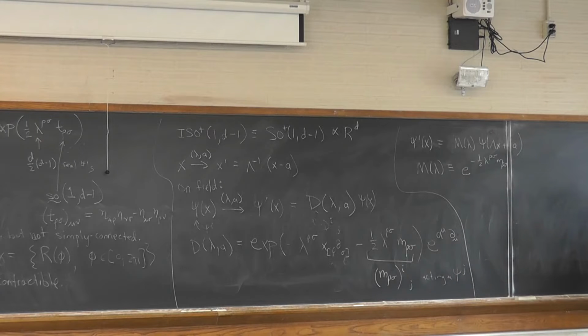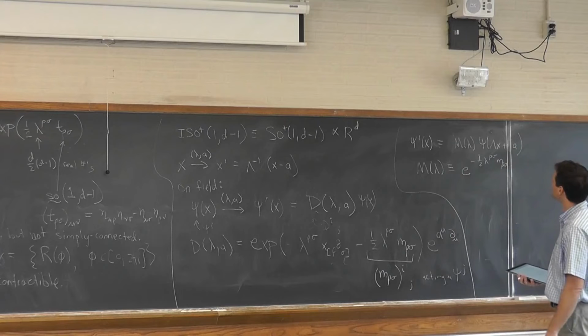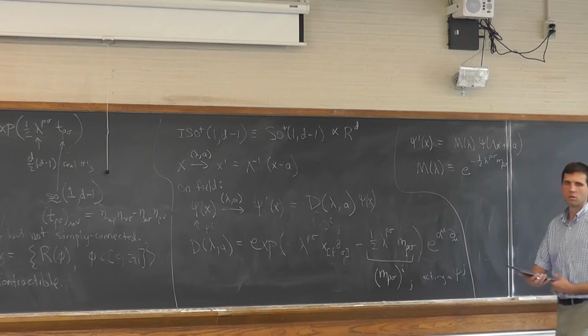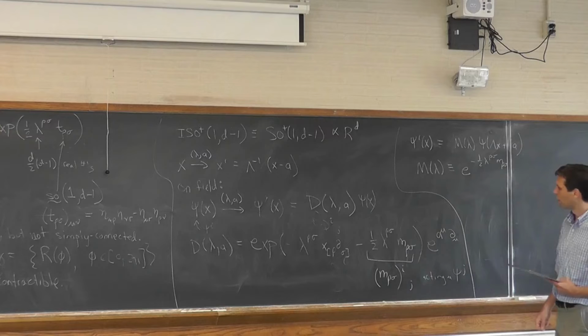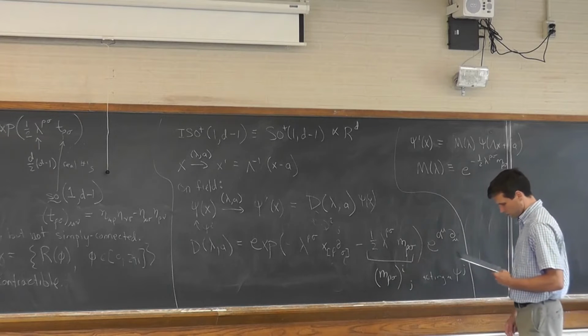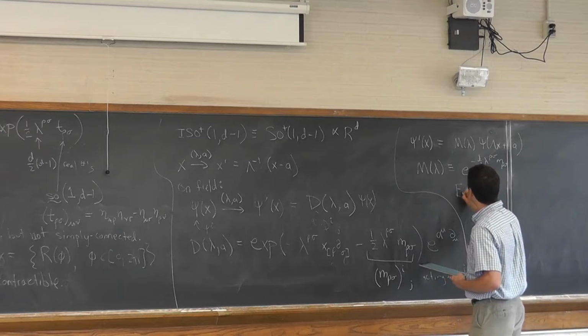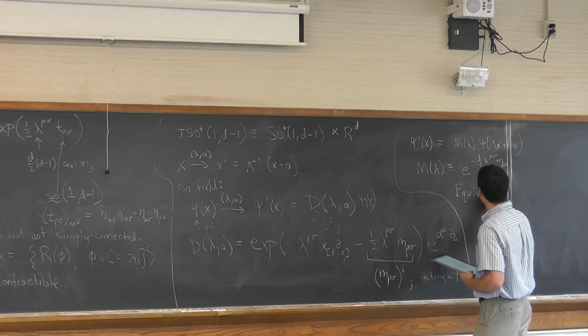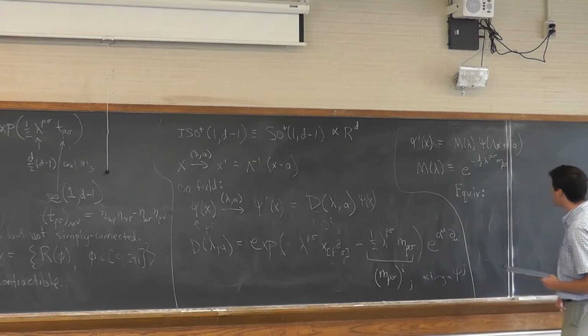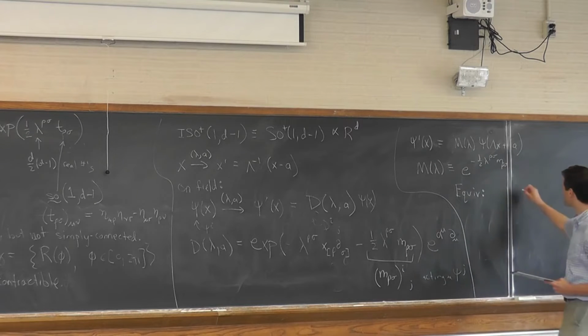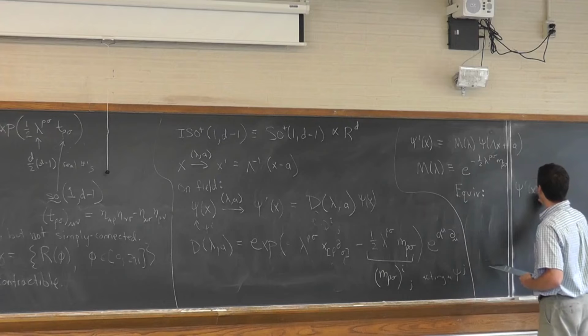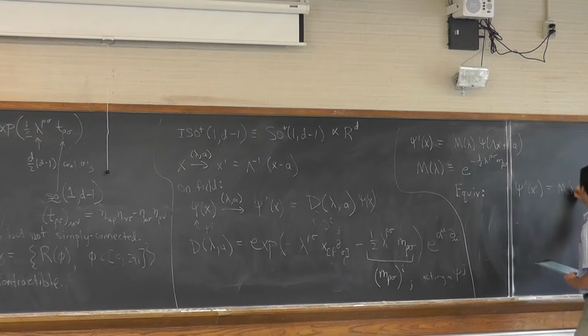Question? I think the way you defined it, there should be a bracket around x plus a, unless you want to put e to the a mu d mu on the left hand side. Let's check. Okay, so equivalently, if I did it correctly, then this should be the same as saying that psi prime of x prime is equal to M of lambda psi of x.